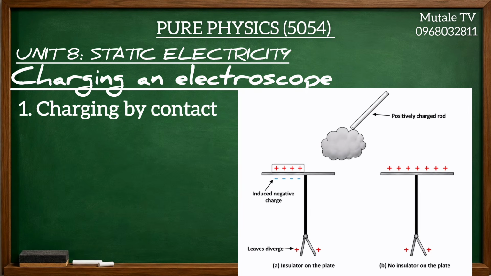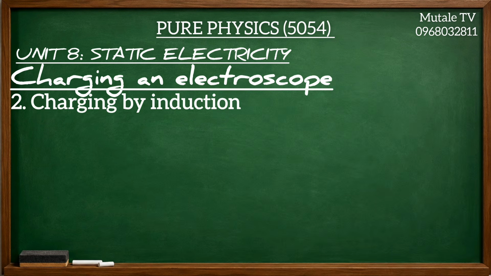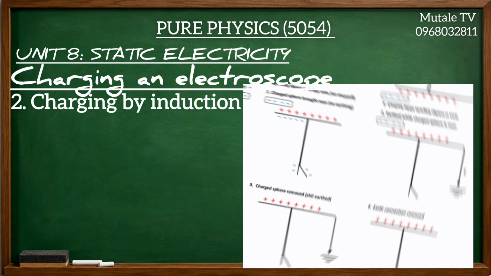The rod is then rubbed firmly across the metal cap of the electroscope. The negative charges are attracted from the plate and the leaf to the charged rod. So the charge acquired by the electroscope is the same as that on the charging rod, as you can see on the diagram there.